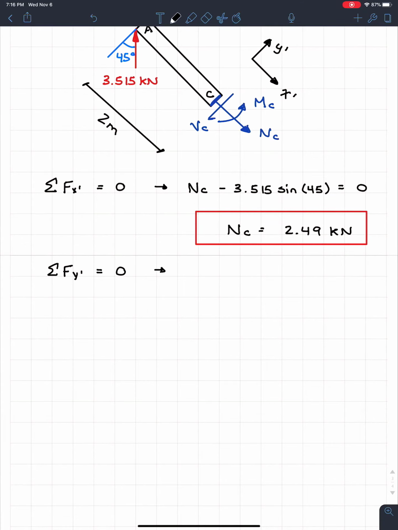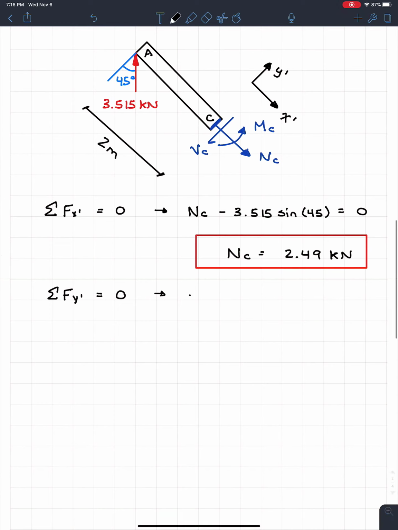In this case we have a shear going downwards. We're going to have minus VC, and then we have the 3.515 going upwards, so plus 3.515. And we know that only a component of it is going vertically, so we're going to multiply by cosine 45. And we know that all of this is equal to 0. So therefore, our VC, our shear at C, is equal to 2.49 kilonewtons as well.